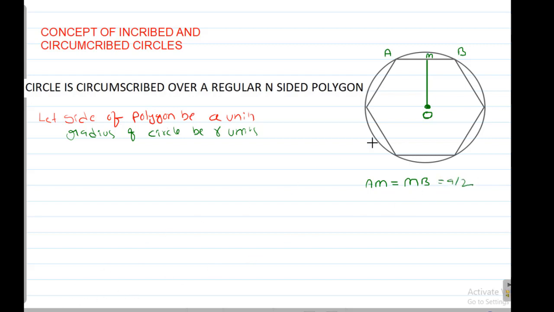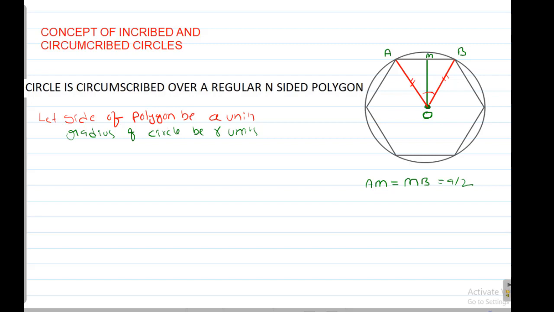Okay, so do one thing. Join OA. Join O and A, that is nothing but the radius of the circle. Join OB. So here we got a triangle, AOB. Actually, in this diagram we will get n such isosceles triangles. One of them is AOB. In this triangle OA equals OB, radius of the same circle. So you get such n triangles.